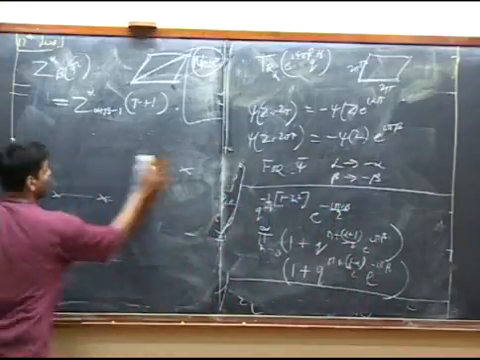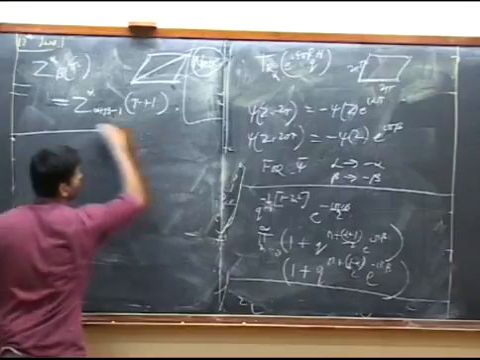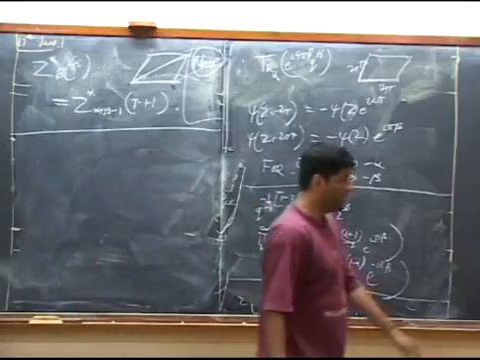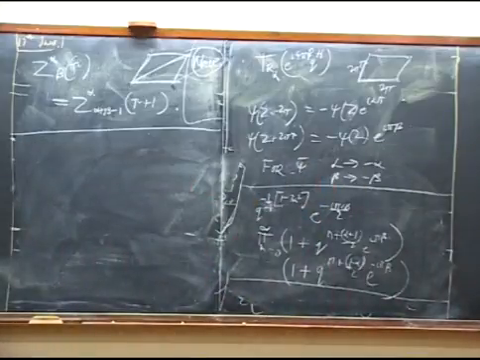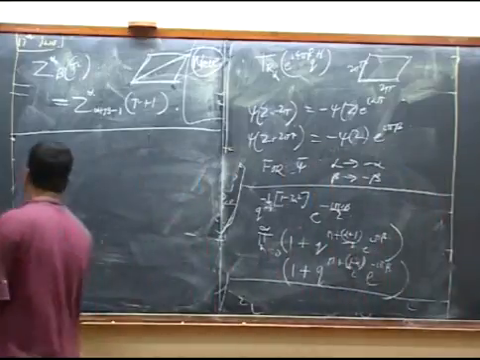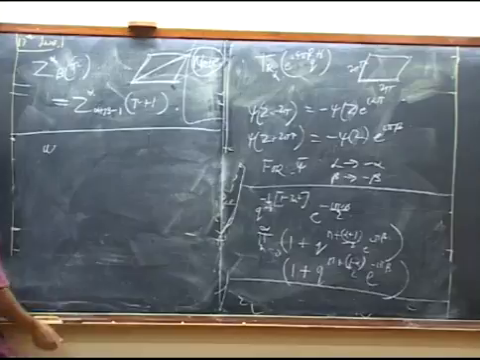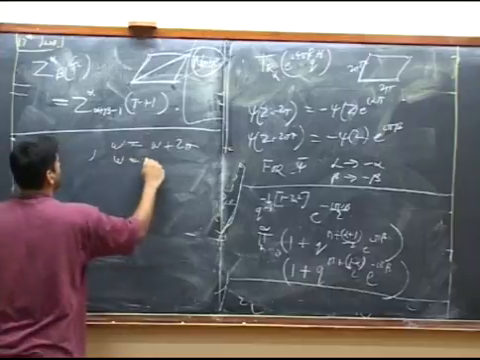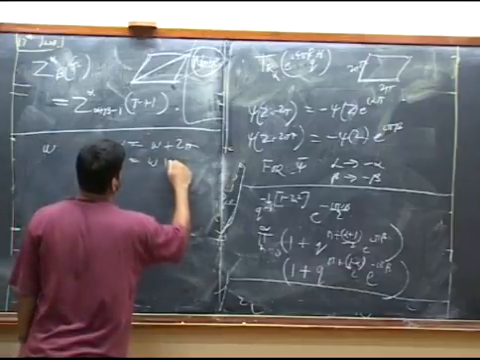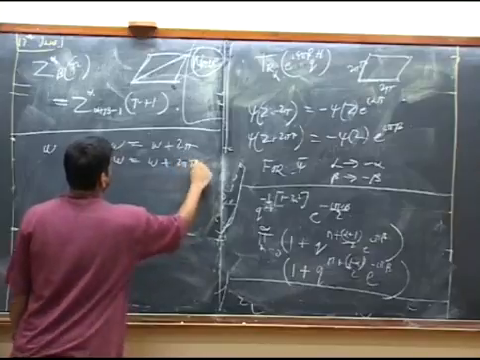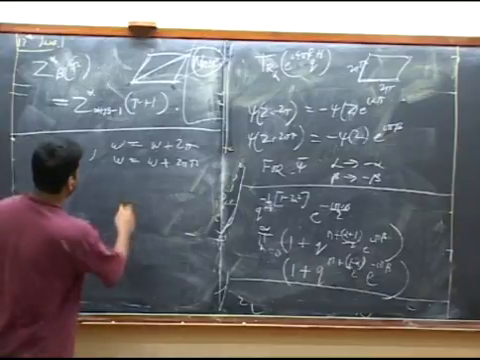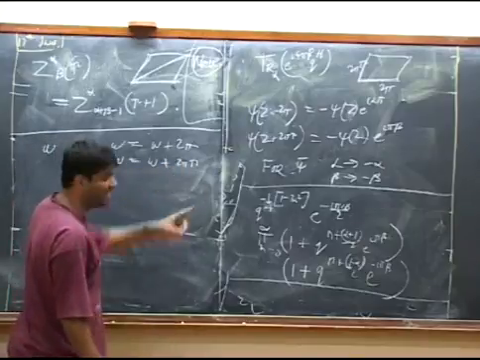Okay, but let's figure out the other transformation properties. The other transformation is tau goes to minus 1 by tau. Okay, so how do we do that? Look, suppose we've got a w coordinate such that w is equal to w plus 2 and w is equal to w plus 2 tau. So in particular, it's also true that w is equal to w minus 2 tau.